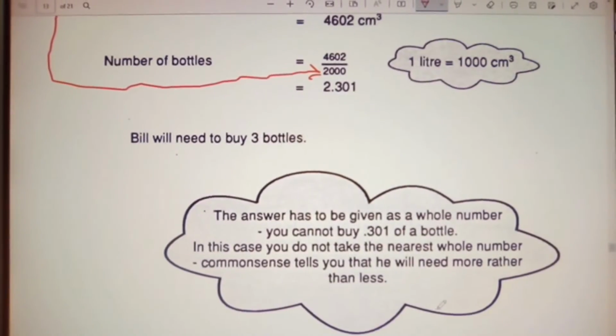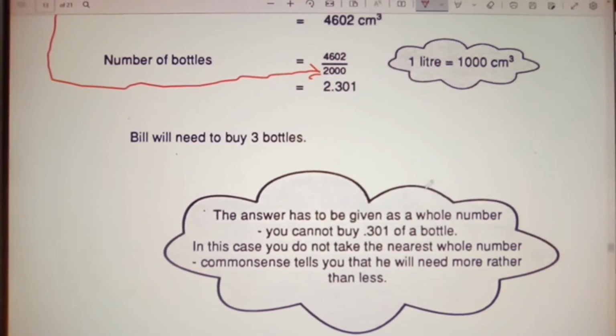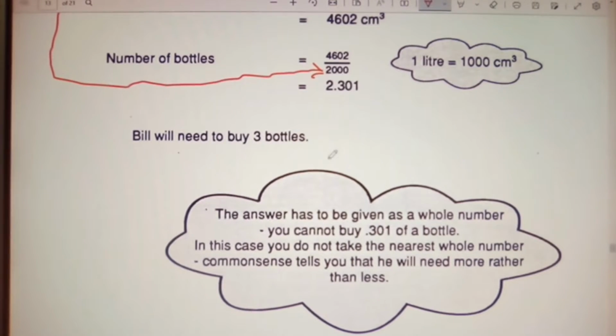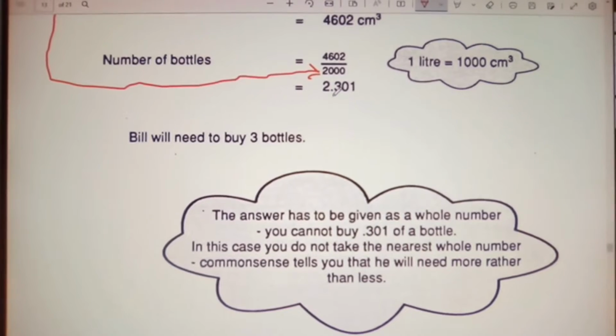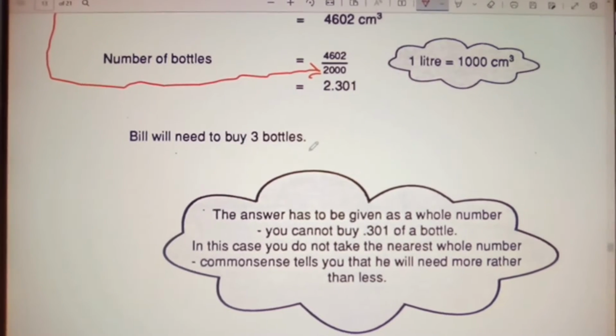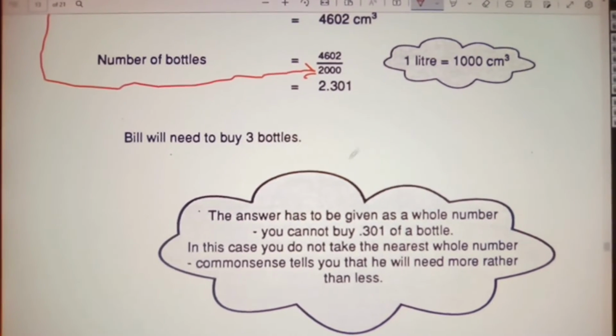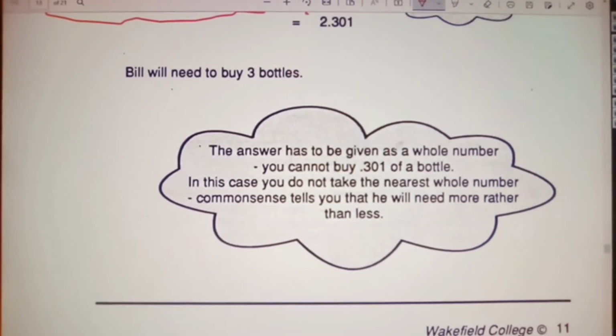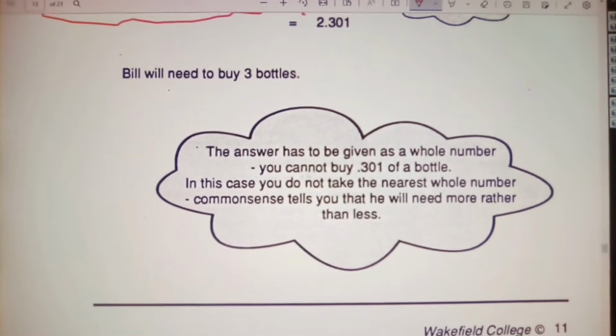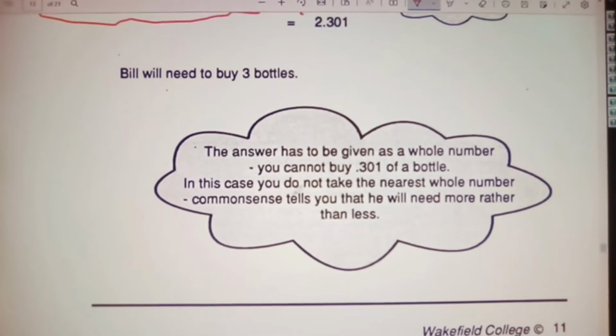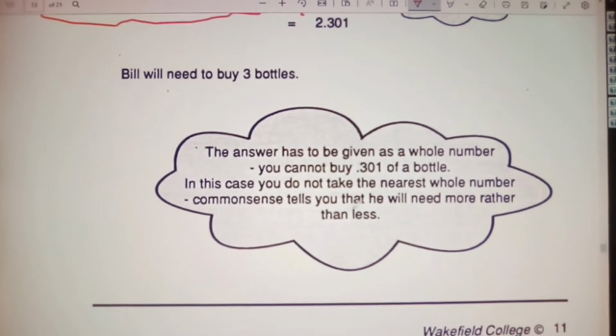Now, Bill will need to buy 3 bottles, because it's going to be more than 2. So he's going to round it up. He'll need to get 3 complete bottles as we don't sell half bottles. The answer has to be given as a whole number. You cannot buy a fraction of a bottle. In this case, you do not take the nearest whole number. Common sense tells you that he will need more rather than less.